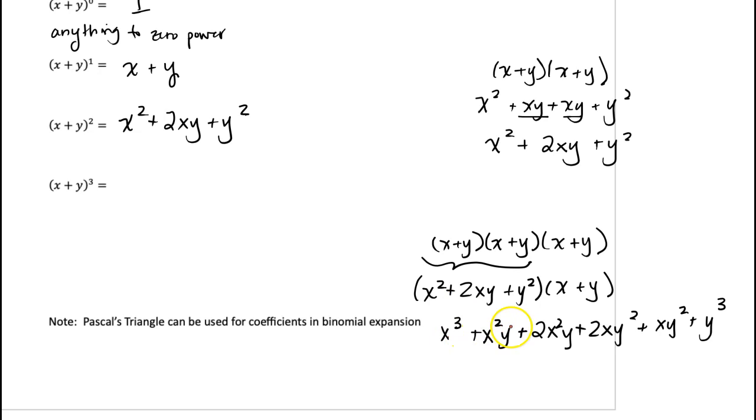Combine like terms. Here's an x squared y and an x squared y term. And we also have xy squared terms that we can combine together. So we have x cubed, a total of 3 x squared y, and another total of 3 xy squared, and then the y cubed on the end.